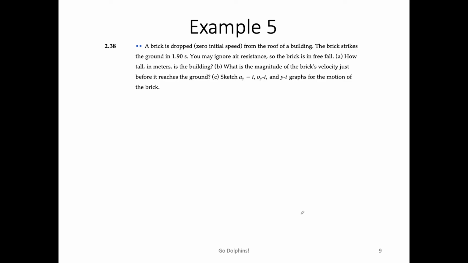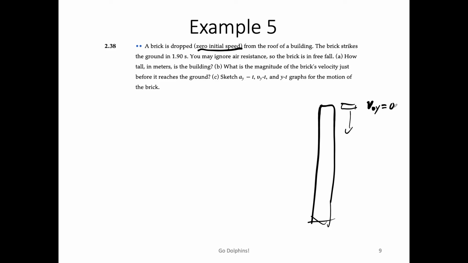Okay, now the last example for today. We have a brick dropped from a very tall building, with 0 initial speed, and it strikes the ground after 1.9 seconds. Initial speed, time, we got two variables, right? And we said that we need three variables for all constant acceleration motion. Now this one has a third variable, think.